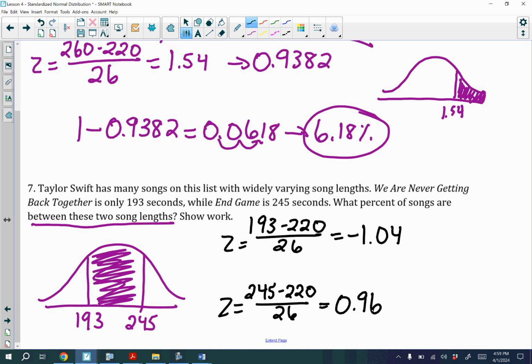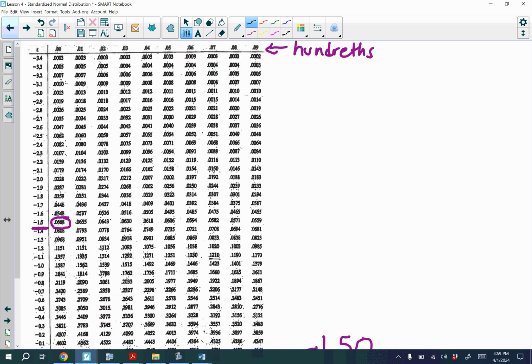Now, we are going to find the areas for both of these. So we have negative 1.04, so we want to go to the negative side of our chart here.